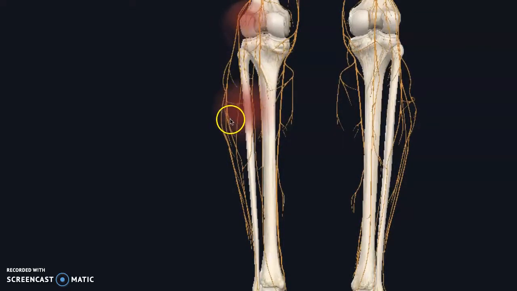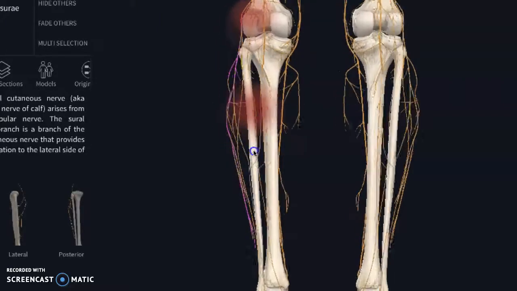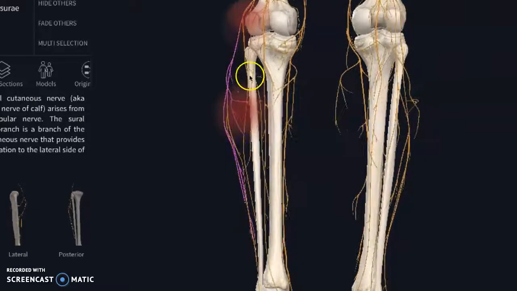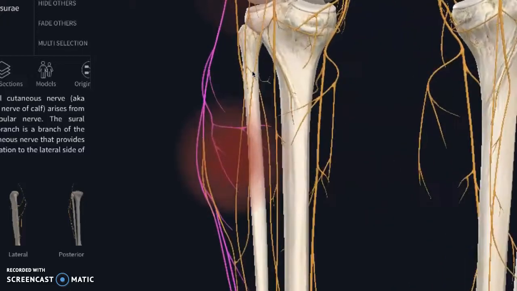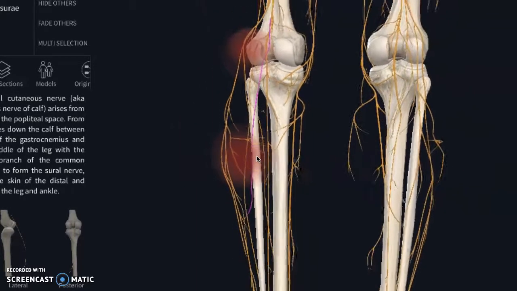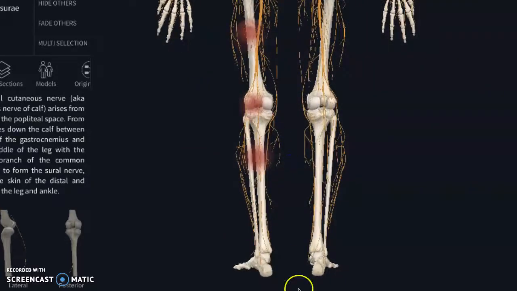This branch on you was a little irritated when I was out on the outside of the shin, and then when we were right back here in the very back, that was a little irritated on you also. I just wanted to give you a visual of where these nerves are.